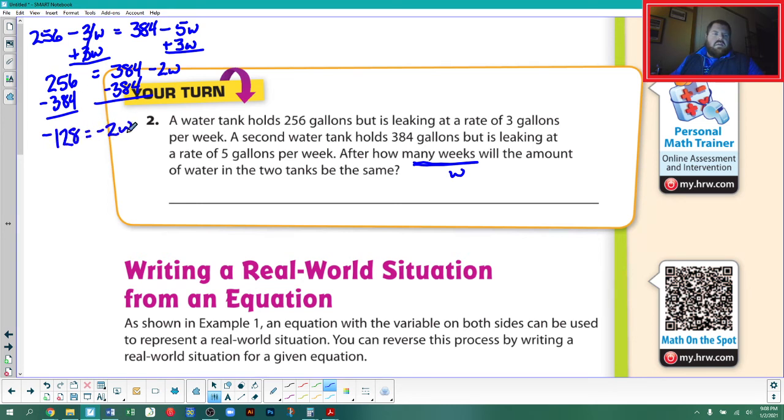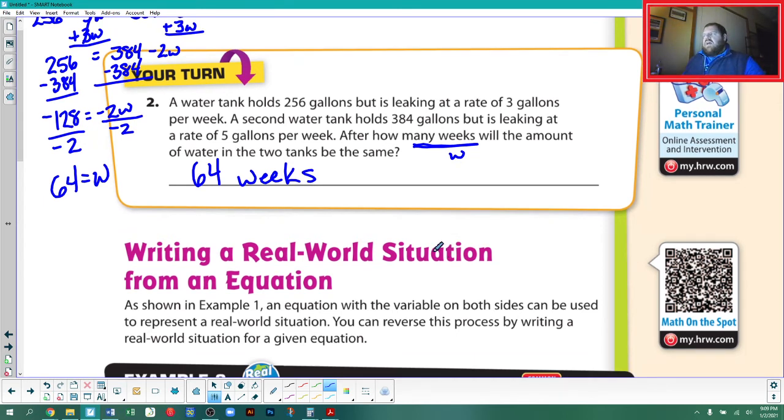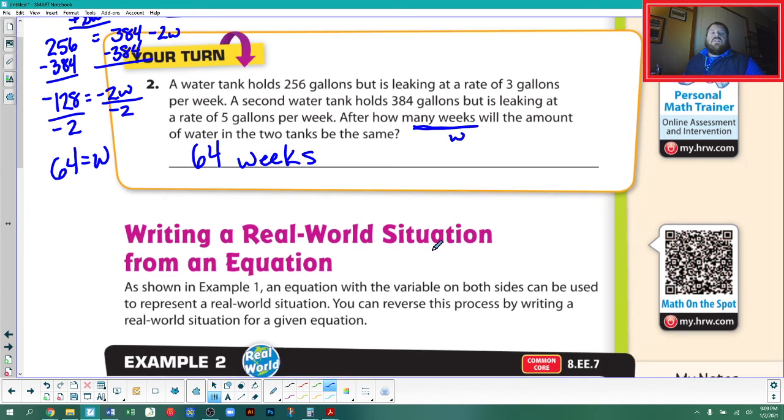And negative 2w there. In order to get w by itself as our last step, we want to divide by negative 2. And negative 128 divided by negative 2 is 64. So after 64 weeks, both tanks will have the same amount. Then we could always ask, well, what is that amount? How much would they have? That's a whole nother problem. Okay? It uses the same ideas, but it is a whole nother problem.